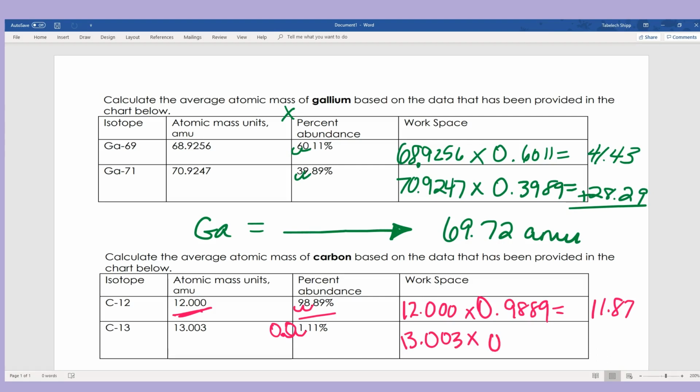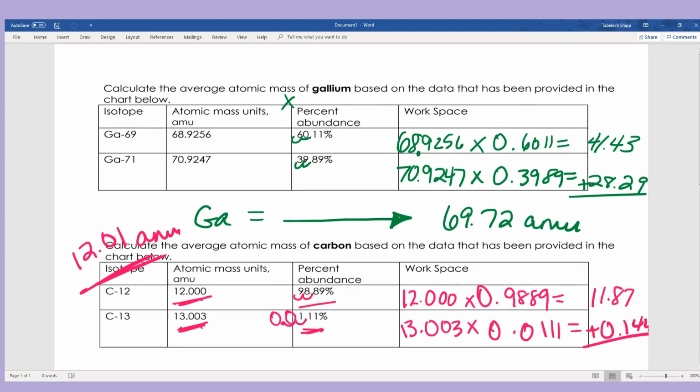So I'm going to get 13.003 times 0.0111. Again, I have 5 significant digits here, but in this particular case, I only have 3. So when I multiply those two numbers together, I'm going to end up with 3 significant digits in my final answer, which in this particular case, I get 0.144. And when I add those two numbers together, okay, I get 12.01 atomic mass units for carbon.